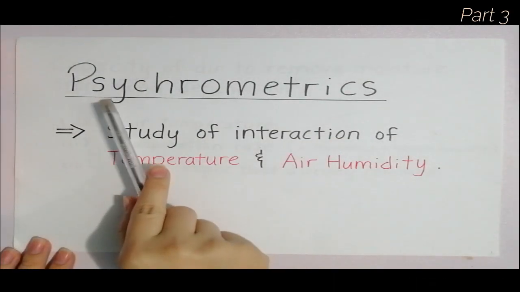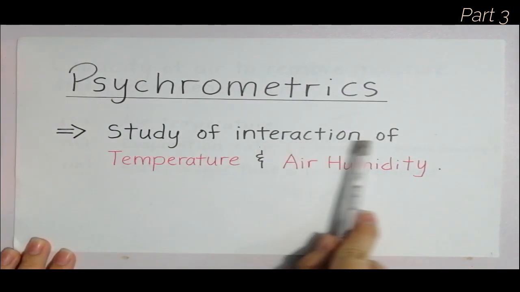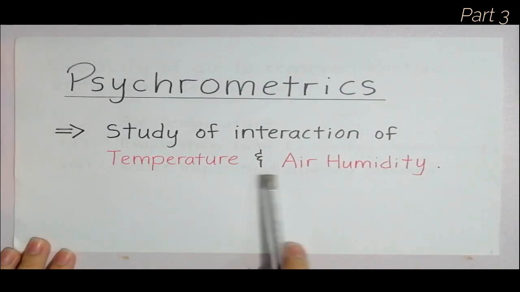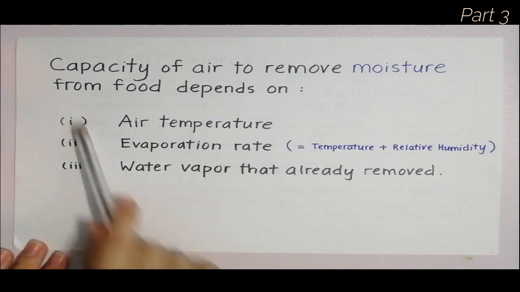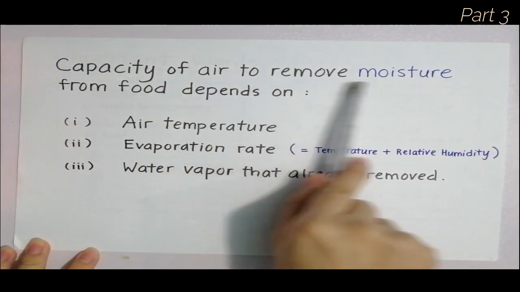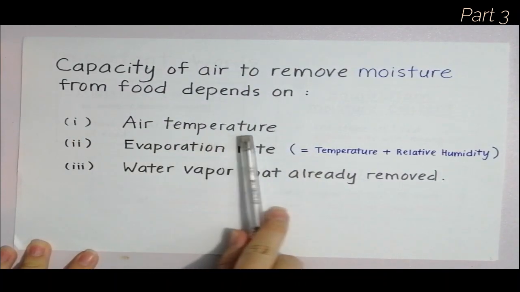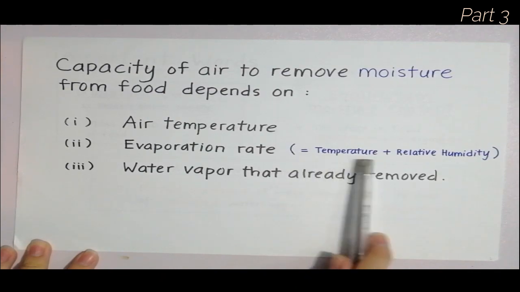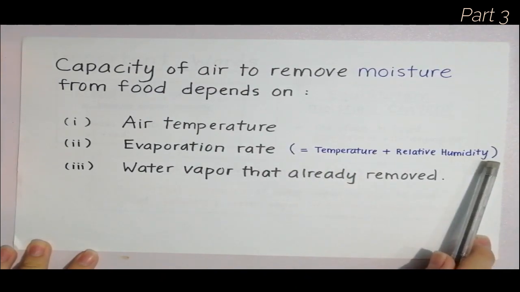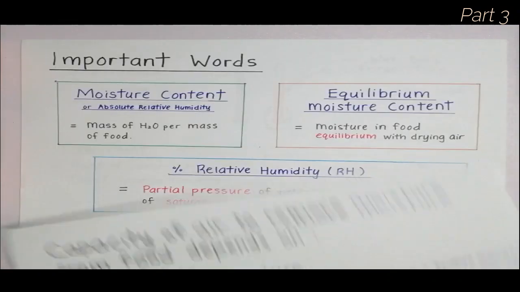Next is psychrometrics. Psychrometrics is the study of interaction between temperature and air humidity. The capacity of air to remove moisture from food depends on, first, air temperature, second, evaporation rate, which is equal to temperature plus relative humidity, and third, the water vapor that is already removed.